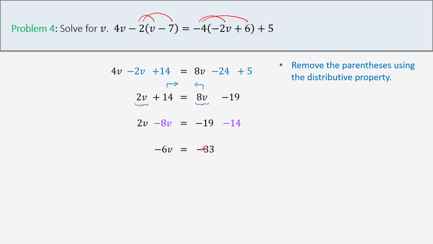Now divide both sides by negative 6 and isolate v. Divide by negative 6. Now cancel out negative 6 and negative 6. This 33 and 6 both can be divided by 3. 33 divided by 3 is 11. 6 divided by 3 is 2. So v is equal to a negative number divided by a negative number, which is a positive number. So positive 11 divided by 2. This is the solution.